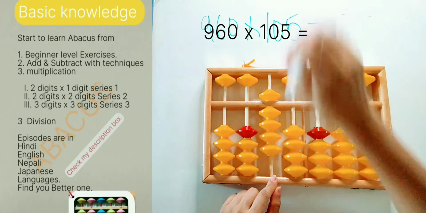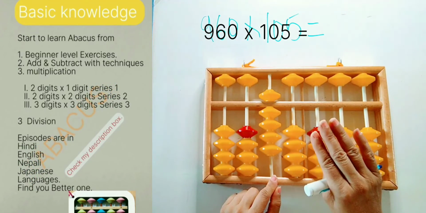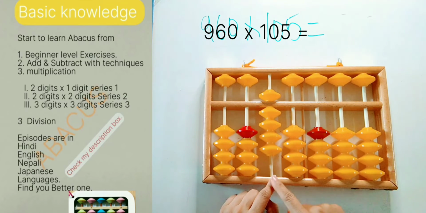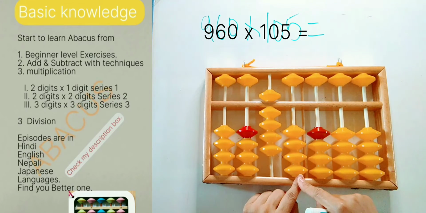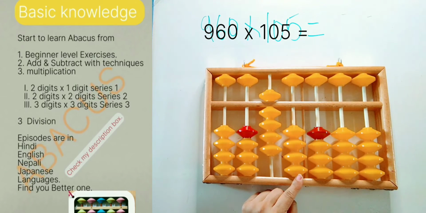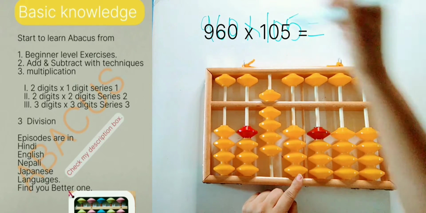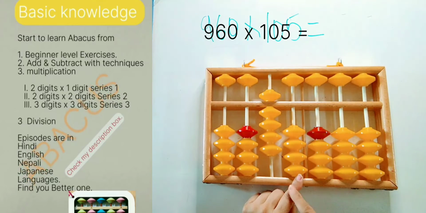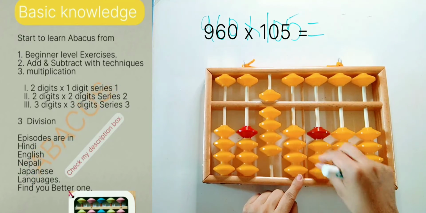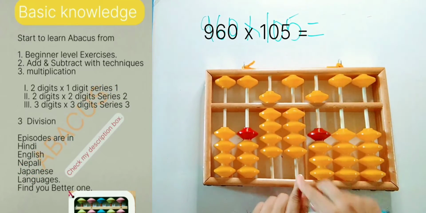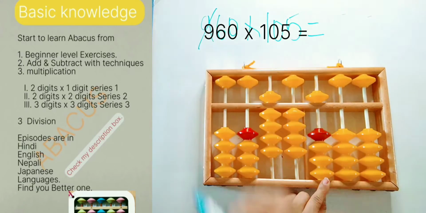Change. 9 times 0 means 0. Nothing to do, but don't forget to change your pointer finger. Okay, 0 is also a digit, so you can't lift that. And last one, 9 times 5 is 45, 4 and 5. Okay, so we finished 9.